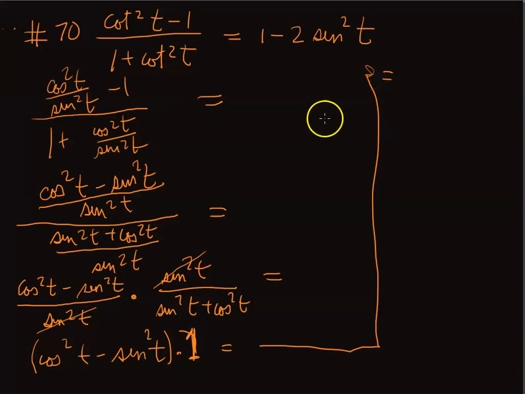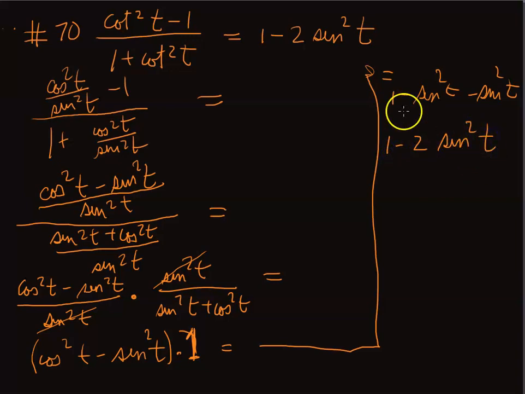But hold it. Cosine squared t is, because we just want sine squareds, 1 minus sine squared t, minus sine squared t. Does that make sense? This cosine squared t is 1 minus sine squared t minus sine squared t. This is times 1. So I really have 1 minus 2 sine squared t. And that's what I was trying to get. QED.